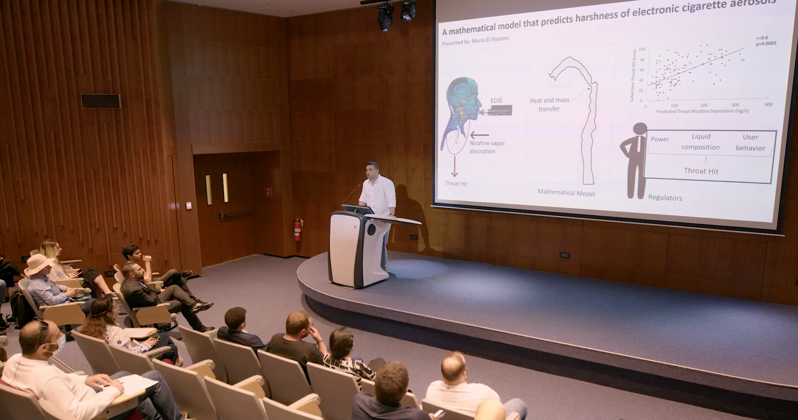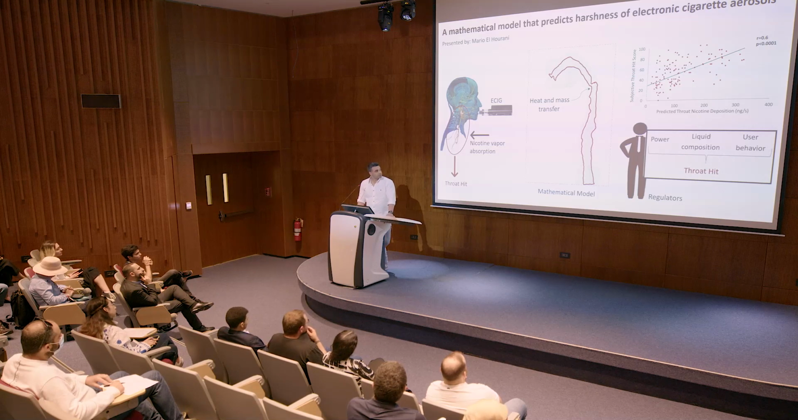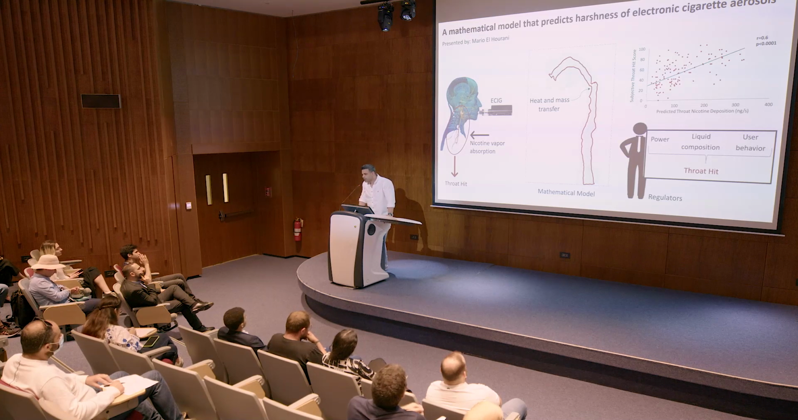To do that, we used our engineering knowledge in aerosol science and heat and mass transfer to simulate the flow of the aerosol generated by an electronic cigarette in a realistic geometry of the upper airways. The model is provided with the electronic cigarette geometry, operating power, and liquid composition as inputs, and after solving a series of equations, it outputs the amount of nicotine vapor absorbed in the throat region. Now, we found that the model reliably predicted the throat hit sensation reported by actual electronic cigarette users that smoked their devices under various operating conditions.